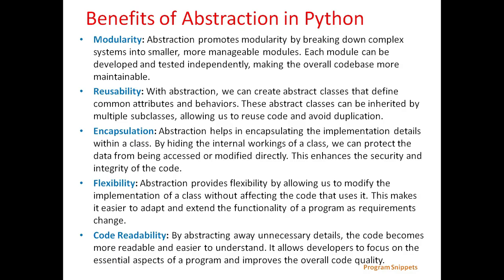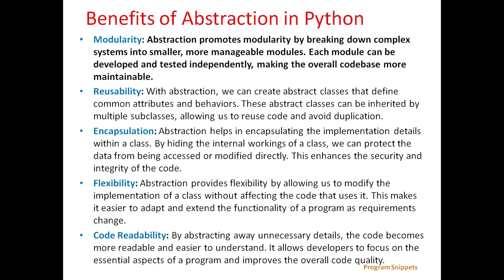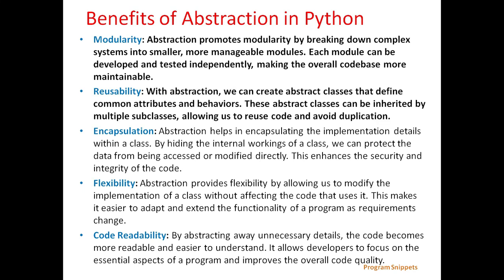Different benefits of abstraction are modularity. Abstraction promotes modularity by breaking down complex systems into smaller, more manageable modules. Each module can be developed and tested independently, which makes the overall code base more maintainable. Then reusability. With abstraction, we can create abstract classes that define common attributes and behaviors. These abstract classes can be inherited by multiple subclasses, which allows the user to reuse code and avoid duplication.